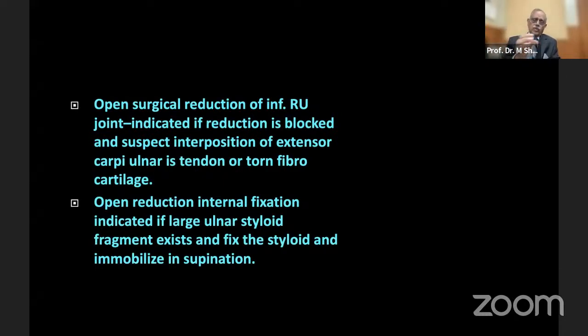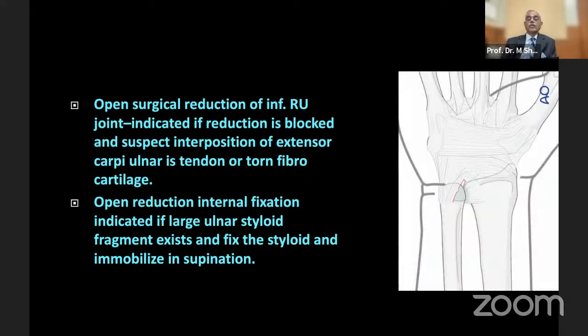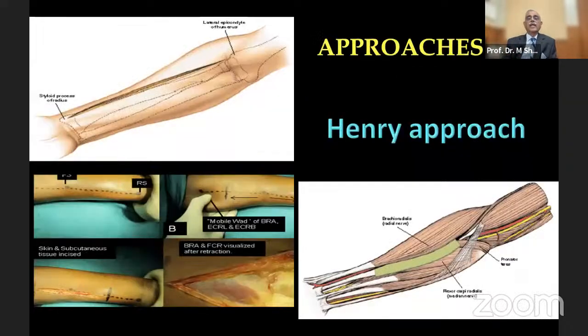Nowadays, we have an arthroscopic surgeon of the wrist who gets in and repairs the fibrocartilage if it comes in the way. Open reduction internal fixation is indicated if a large ulnar styloid fragment exists, and you fix the styloid with a tension band or with a screw. And open surgical reduction of the distal radioulnar joint is indicated if reduction is blocked and you suspect interposition of the extensor carpi ulnaris tendon as such. And this is the classical Henry's approach.